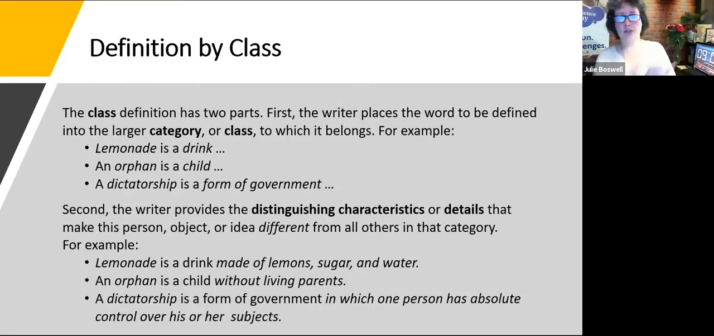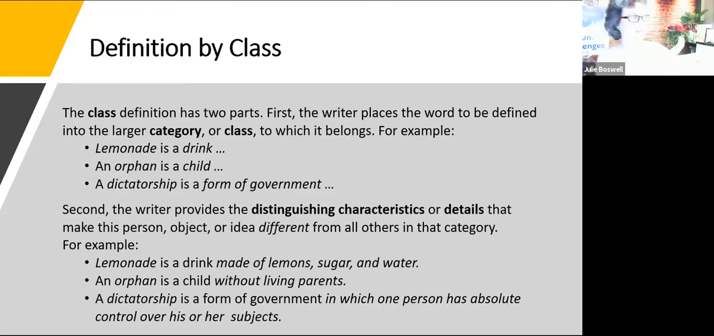Definition by class. So this is the second way you can do it. Look at me getting all excited to convey excitement to you all, to make this more interesting. Is it working? Are you excited? We're going to learn about definition by class. Yay! First, the writer places the word into a larger category.